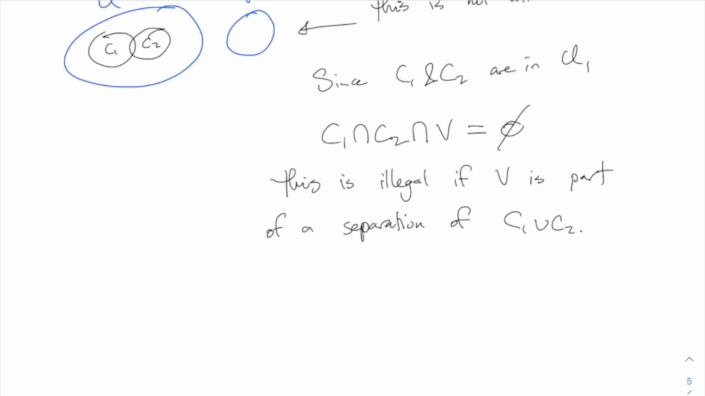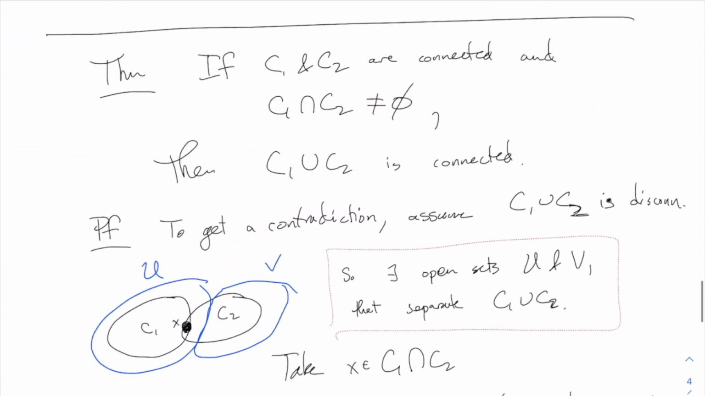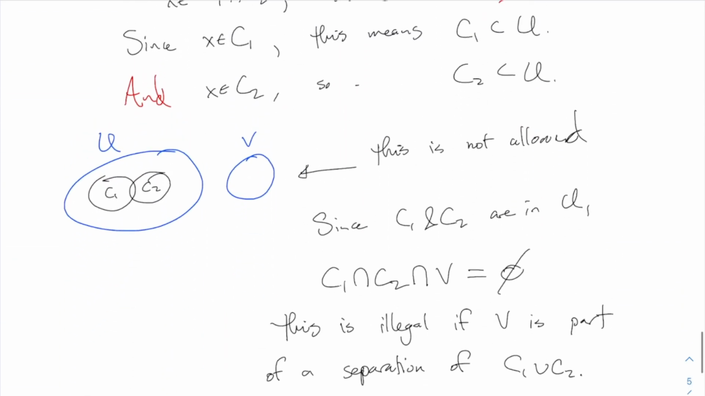This triple intersection is there because we are, again, talking about connectedness of a subset, so you should be thinking about separations of a subspace. Anyway, that's the end of the proof that if two connected sets have some intersection, then the union of the two sets is connected.